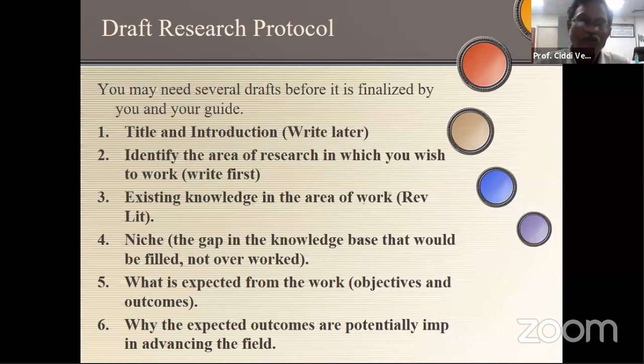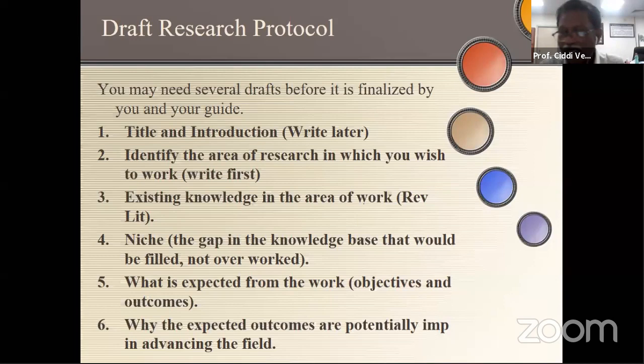Those are the questions you have to understand: what is really feasible, and what you can contribute by using the existing facilities. You try to identify the area, then with a review of the literature, find out the existing knowledge in the area of work, not just by Googling it.